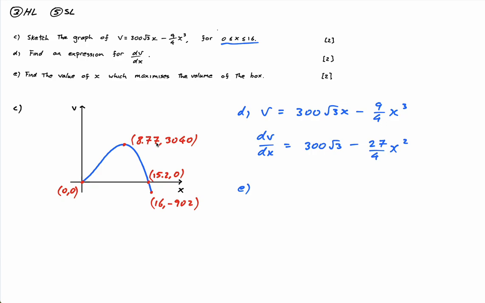It's at 8.77. So I'm just going to literally write down x equals 8.77. You can write down from graph if you want. And if you say this equals 0 and solve that equation, you'll also get 8.77. Okay, I think there's 2 more parts I'll do in the next video.